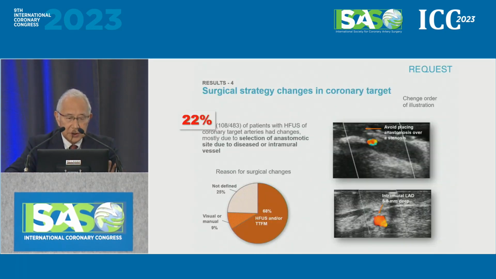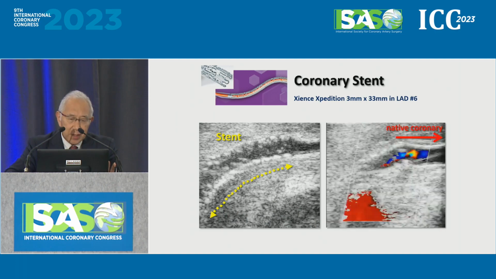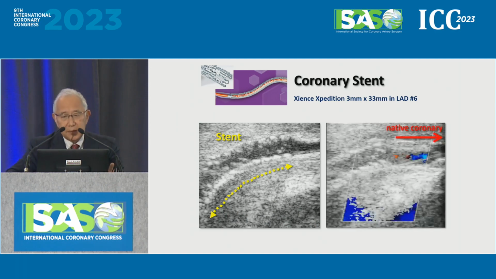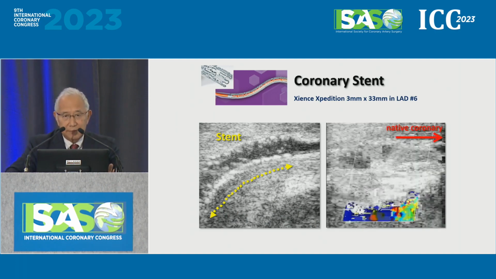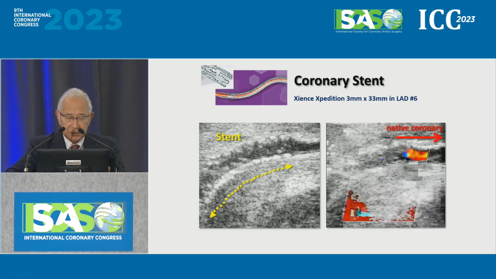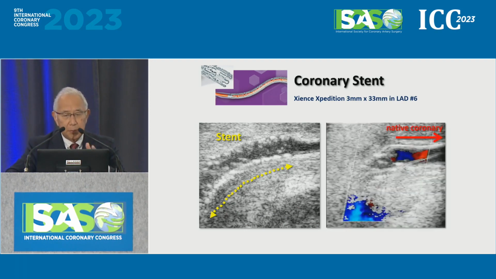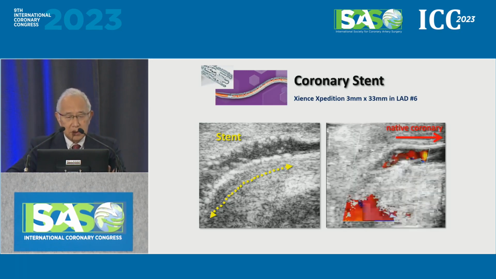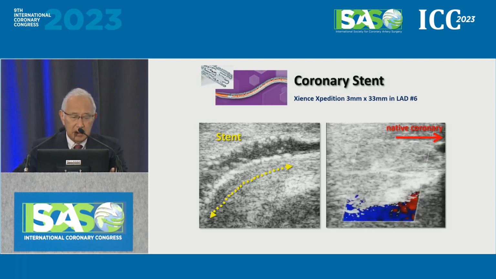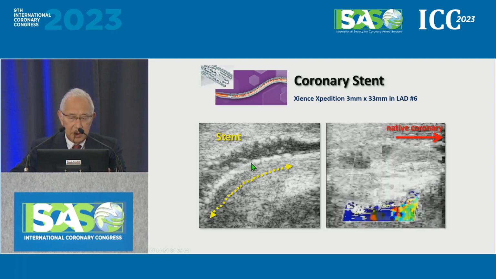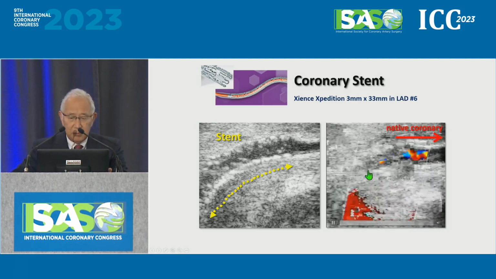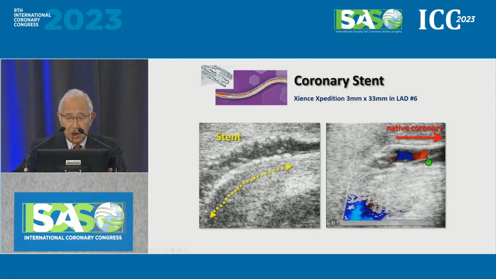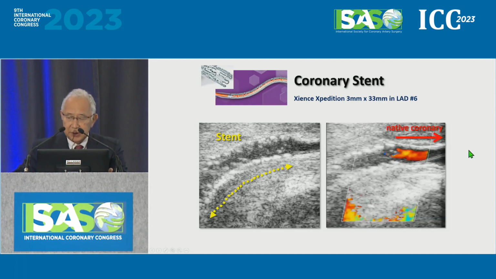So surgical strategy for the coronary target changes in 22% according to the REQUEST trial. You can even see the coronary stent. In some special situations, you can see the border of the stent by using this color Doppler mapping, so you can see precisely the shape of the stent here, and also that you lose its flow here, and on the native coronary artery, you can see the flow over there.